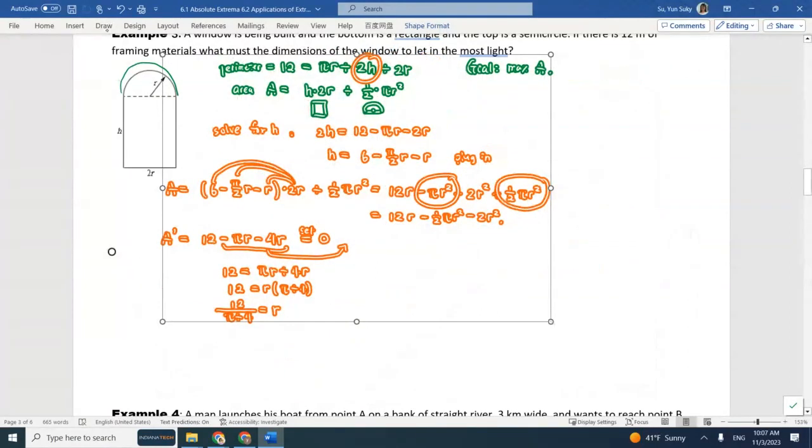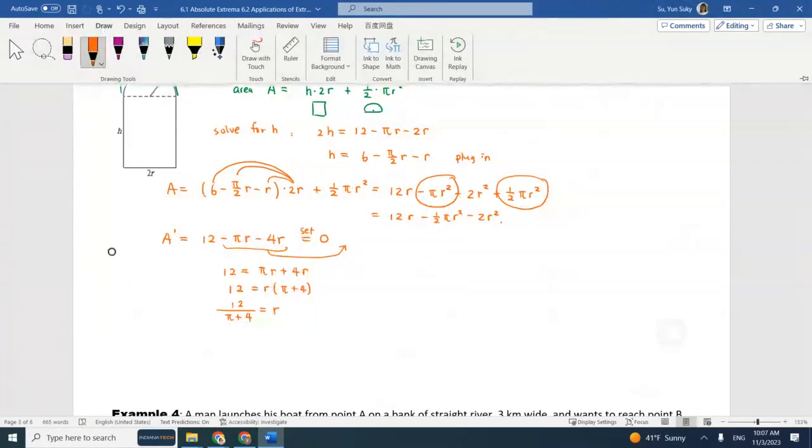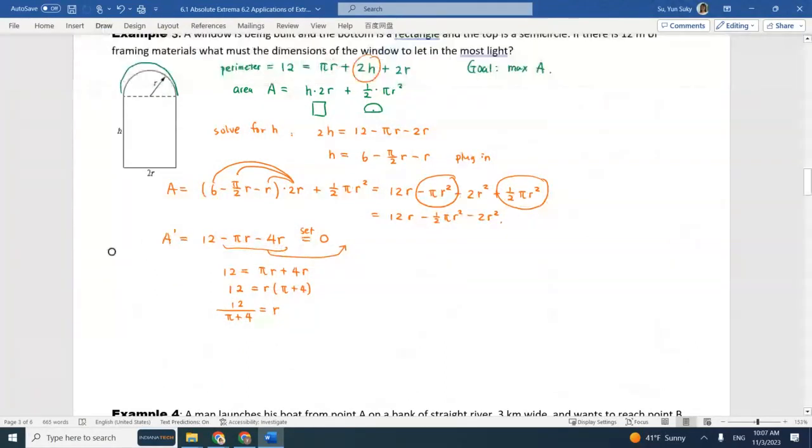Okay, let's see. So we find the derivative, set this equal to 0, and next we want to find the domain. What's the domain of R? What is the largest R possible? What is the smallest R? Well, the smallest R, your R could be smaller, smaller, smaller until you get 0, right?